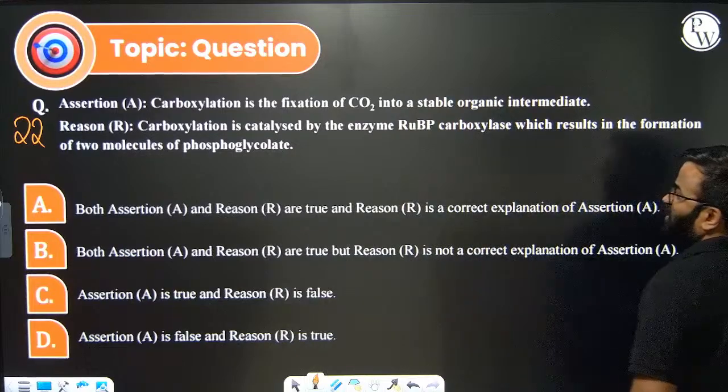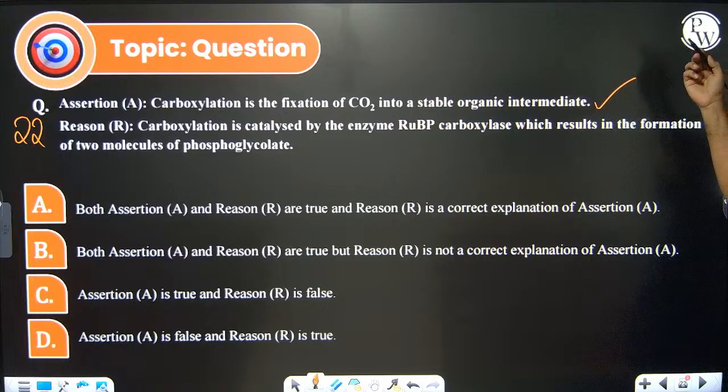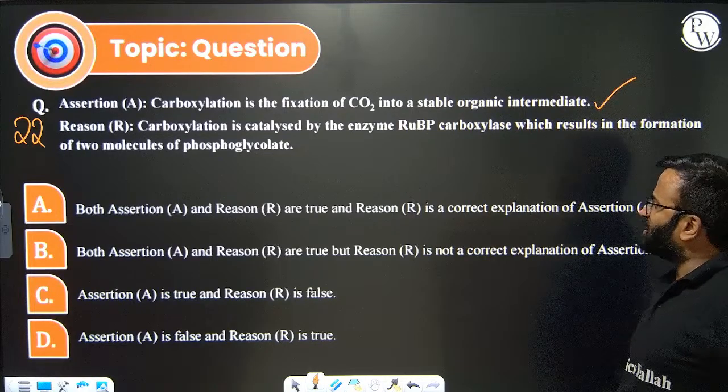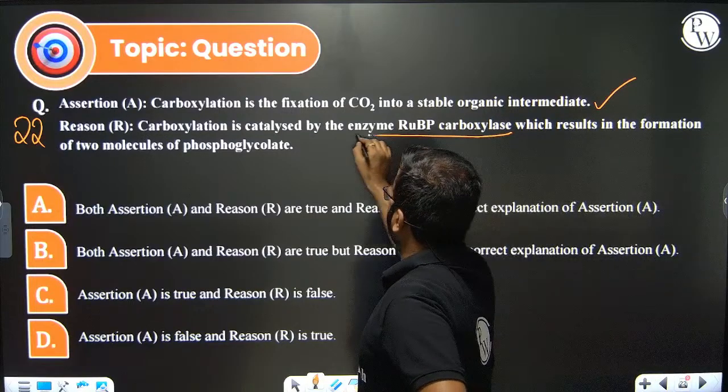Carboxylation is the fixation of CO2 into a stable organic intermediate, which is true as a statement. Carboxylation is catalyzed by the enzyme RuBP carboxylase.